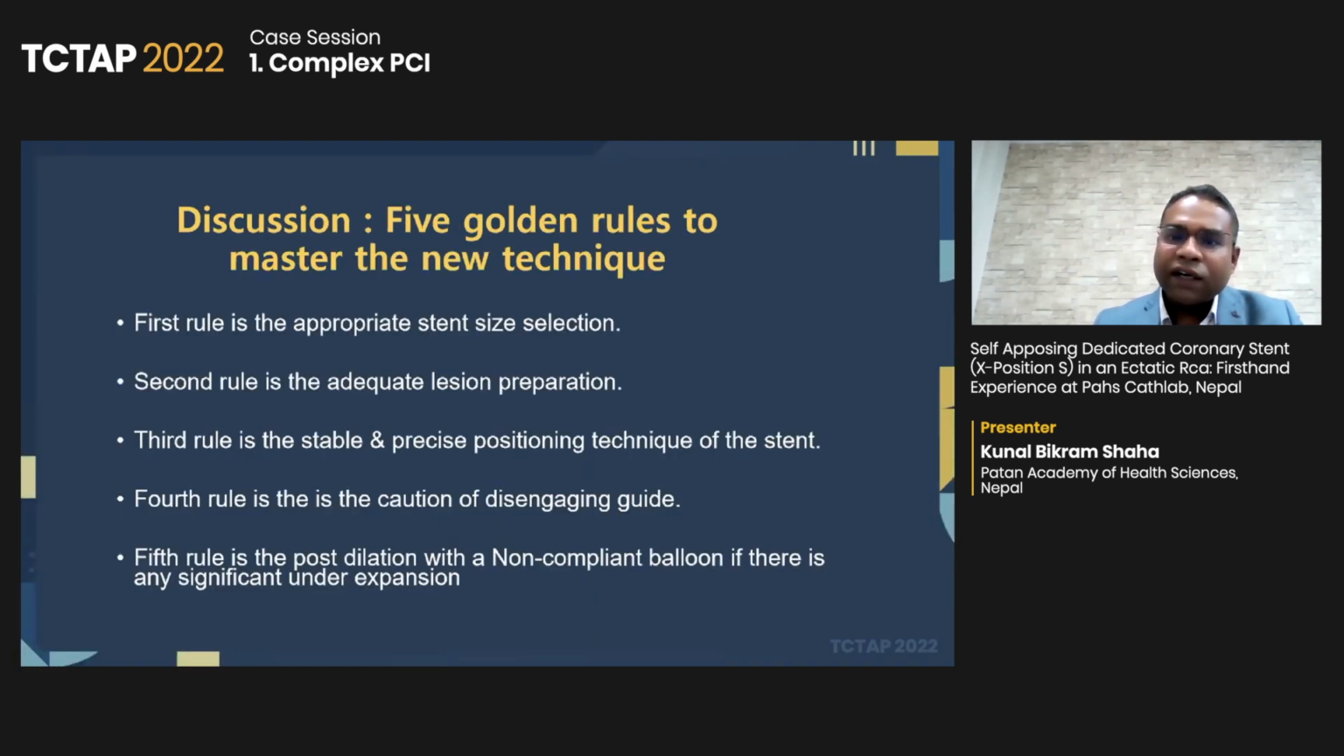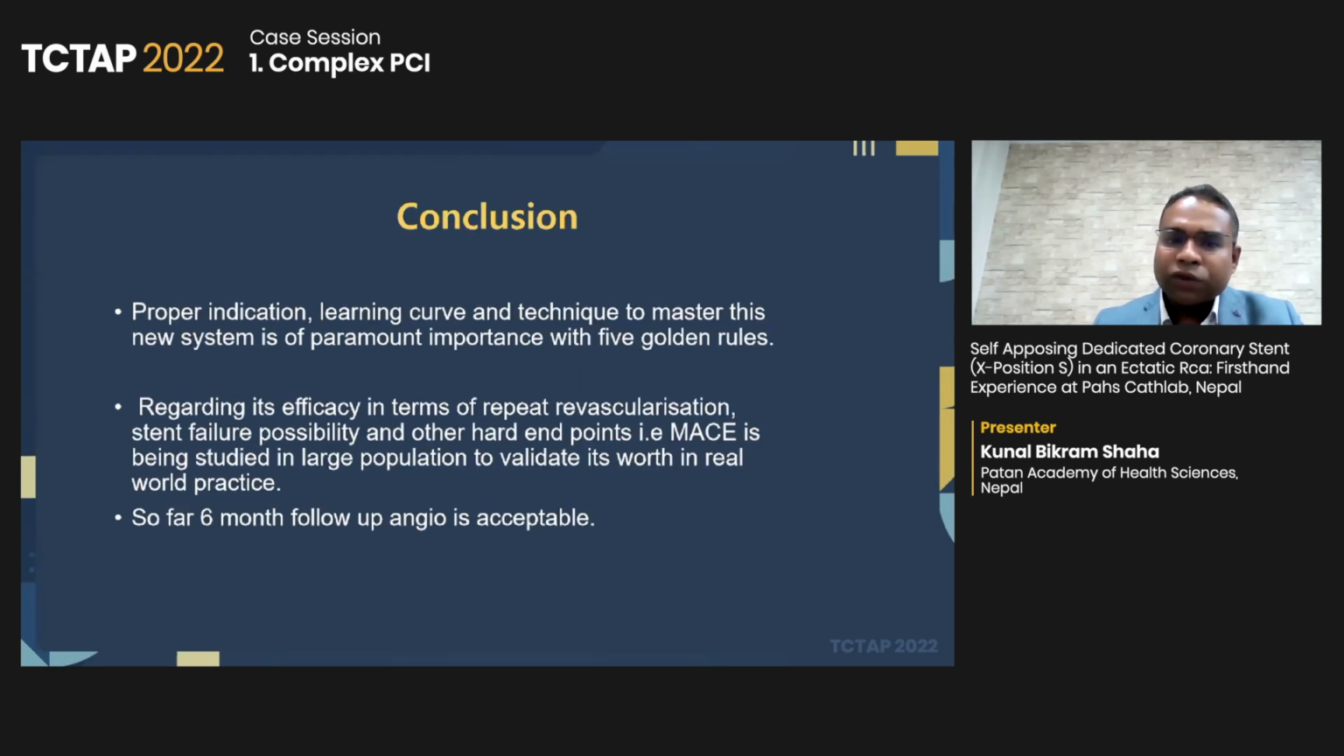So in order to master this new technique, we need to keep a few things in mind, five that I have jotted down as the 5 golden rules. The first is appropriate stent size selection. Second is adequate lesion preparation. Third is stable and precise positioning technique of the stent. Fourth is cautious disengagement of the guide. And fifth, if there is any significant under-expansion, it should be followed by post-dilatation with a non-compliant balloon. So it's not a very cumbersome procedure, though it was my first-hand experience, and we didn't come across any sort of complication.